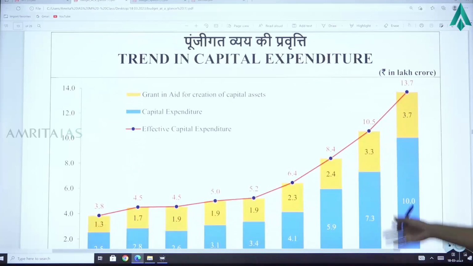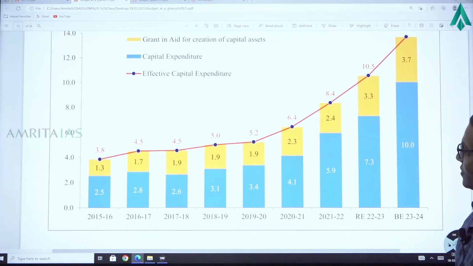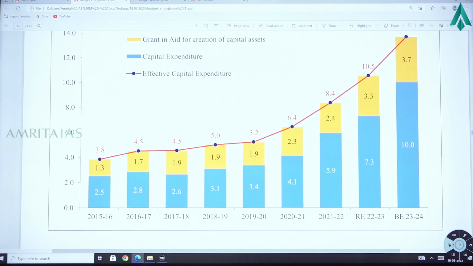Trends in capital expenditure. I think it's better to draw this graph in the mains exam, because everywhere you can see this graph with different colors, in the total economic survey and even in the budget also. Okay. So 13.7, 10.5, 8.4, 6.4, 5.2, 5.0. Wow. From 2017-18 onwards, it is consistently increasing. Am I right? Effective capital expenditure. Even capital expenditure is also increasing. Yes. 17-18.